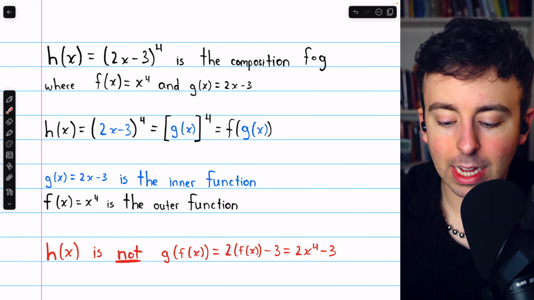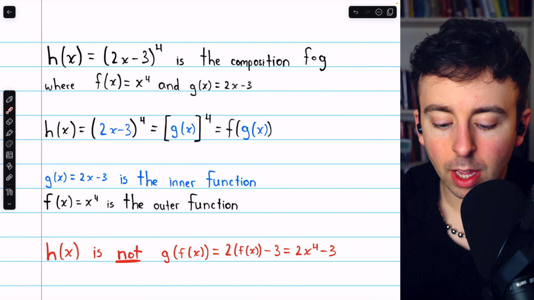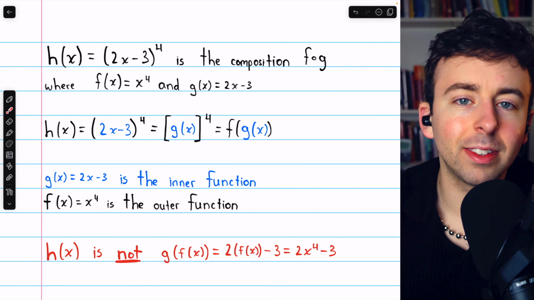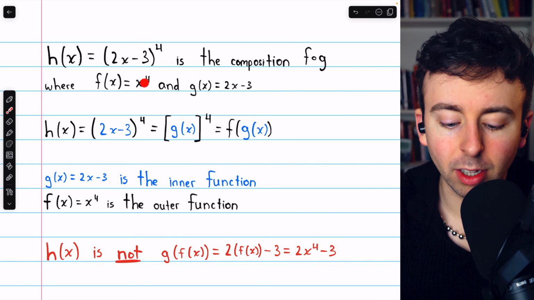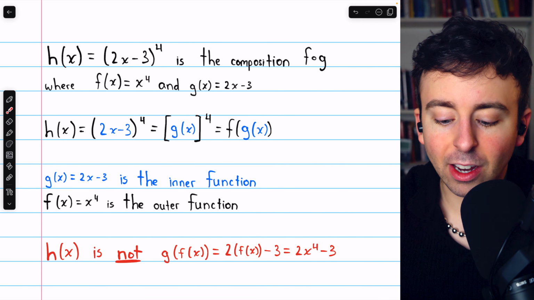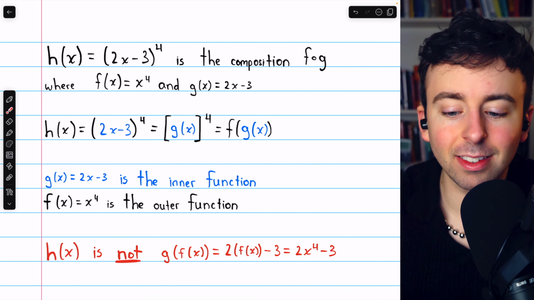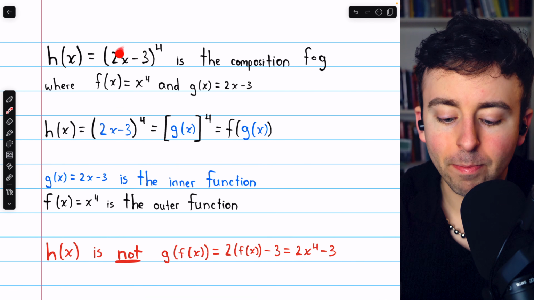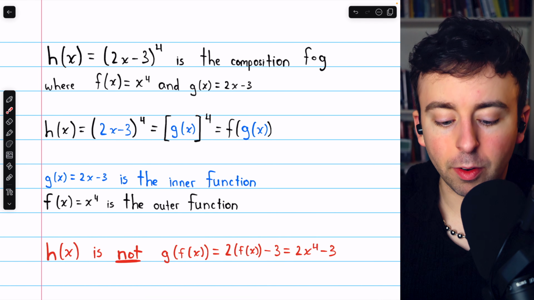Perhaps you can see that it's the composition f of g, where f of x, which we think of as the outside function, is x to the 4, that fourth power. And g of x, what we think of as the inside function, is 2x minus 3. It's easy to verify that's correct.